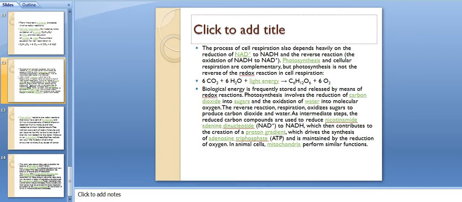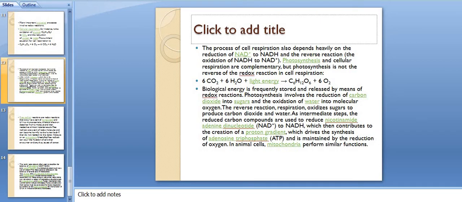Here photosynthesis and cellular respiration are complementary, but photosynthesis is not the reverse of the redox reaction in cell respiration. For example, the equation is 6CO2 plus 6H2O in the presence of sunlight. That means we are utilizing light energy. That gives rise to glucose, C6H12O6 plus 6O2.